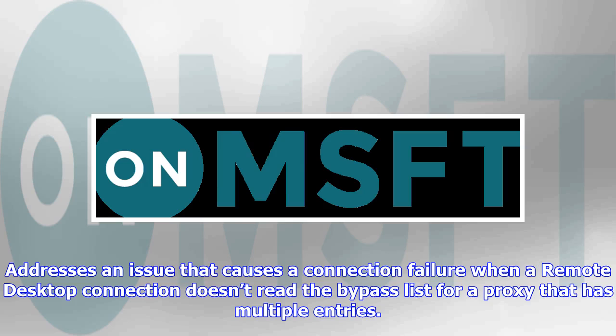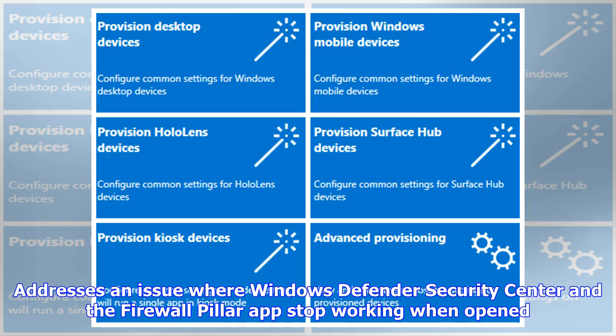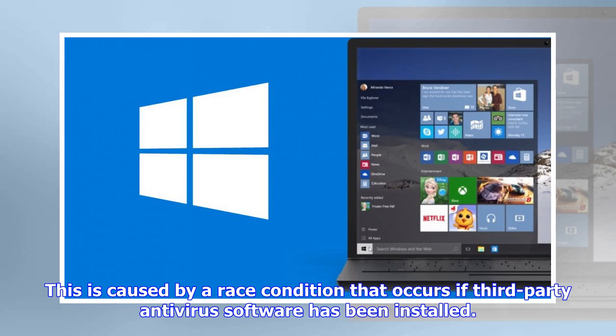Addresses an issue that causes a connection failure when a Remote Desktop connection doesn't read the bypass list for a proxy that has multiple entries. Addresses an issue where Windows Defender Security Center and the Firewall pillar app stop working when opened. This is caused by a race condition that occurs if third-party antivirus software has been installed.